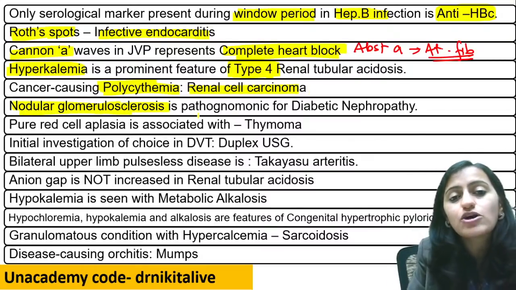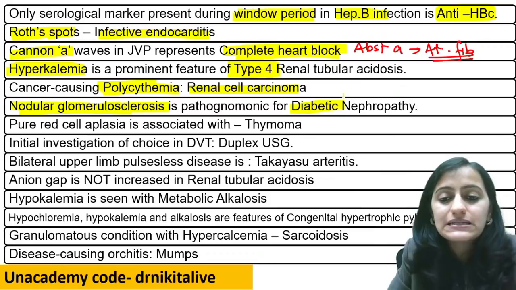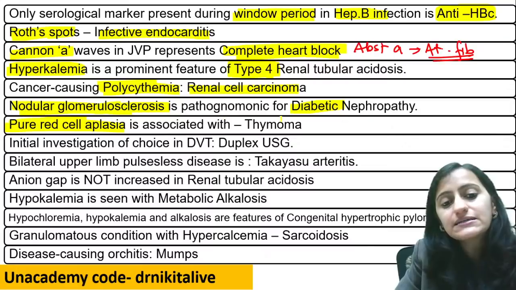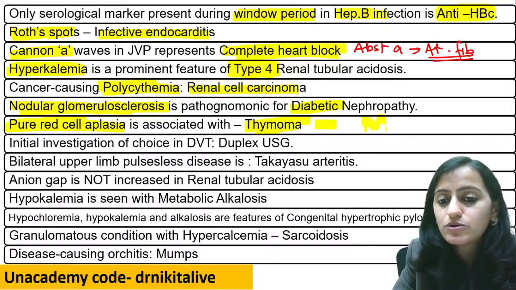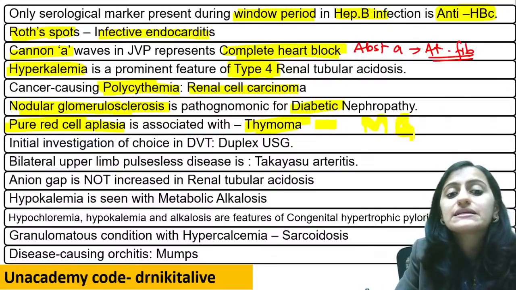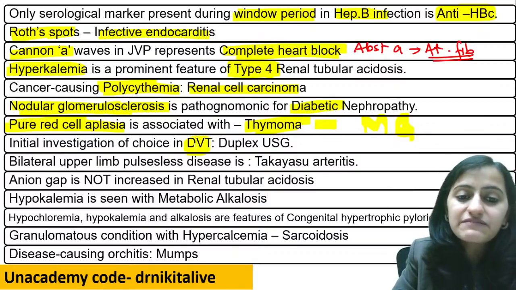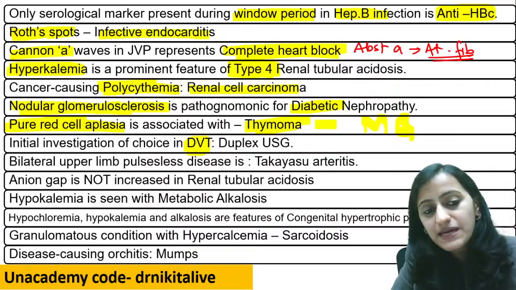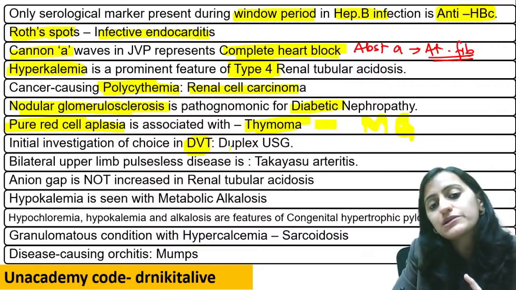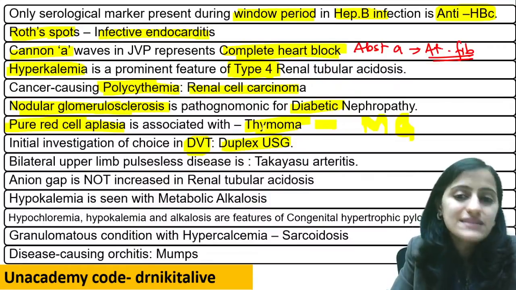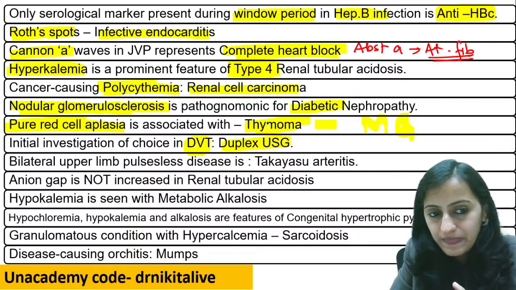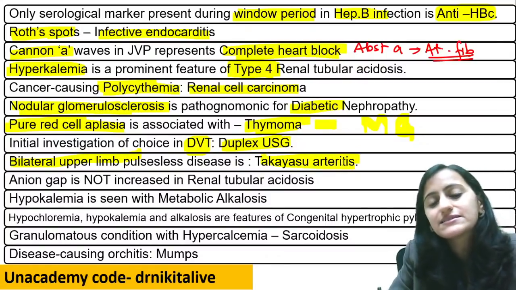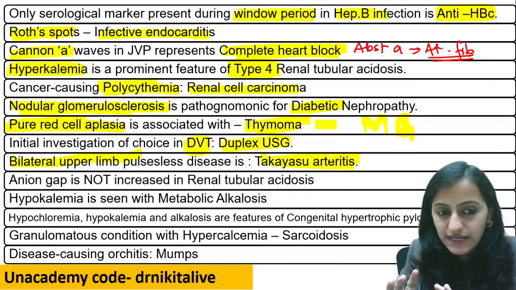Cancer causing polycythemia, RCC. Erythropoietin will be produced, polycythemia will occur. Nodular glomerulosclerosis, remember, is diabetic. The KW lesions that we see. Pure red cell aplasia is associated with thymoma. Thymoma is associated with myasthenia gravis. A patient of DVT, post-surgery immobilization, Homan sign positive calf pain. What is the investigation that you will do? Very, very important. Duplex ultrasound, that is a Doppler. Okay. Bilateral upper limb pulseless, we already said pulseless is Takayasu's, large vessel vasculitis.